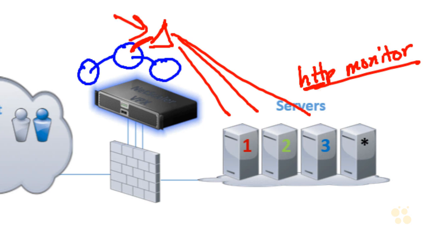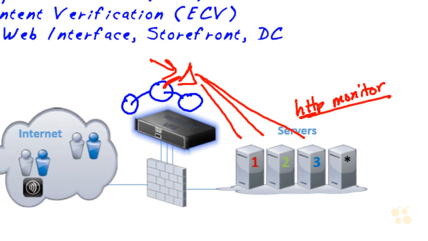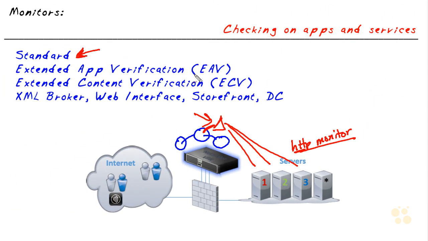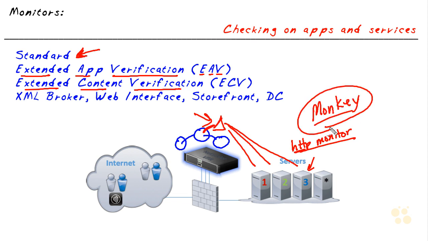So what we can do with these monitors is we have a large set to choose from of standard monitors. And we also have some EAV, some extended application verification, as well as extended content verification. In the case of websites, if we knew that these web servers were serving up content, and inside of that content it had the word monkey in it. So maybe it's a pet store division that Acme Incorporated is running, and they know that in their content they're serving up the word monkey as part of that content.